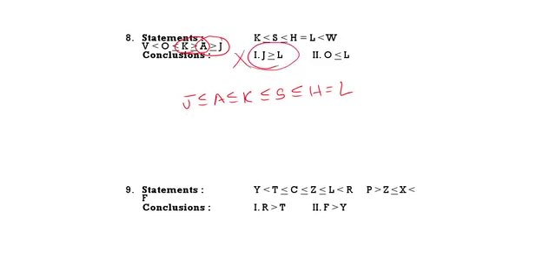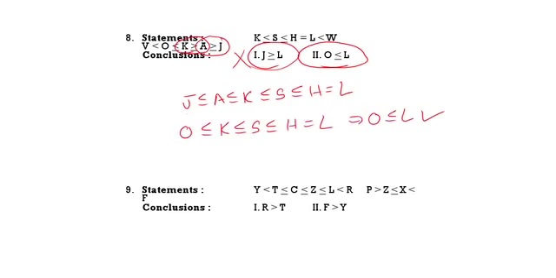And see the second one. O less than or equal to L. For this, O less than or equal to K, K less than or equal to S, S less than or equal to H, H is equal to L. Therefore, O less than or equal to L definitely follows. Second one definitely follows. So only 2 is the answer.